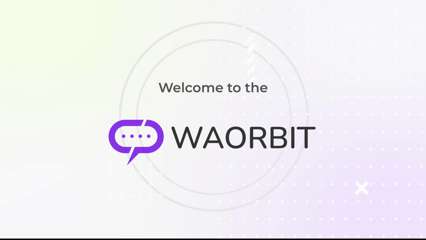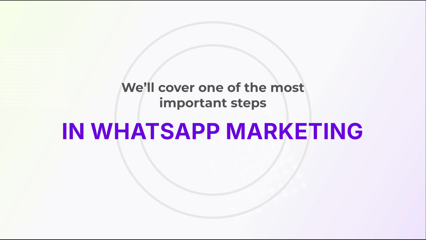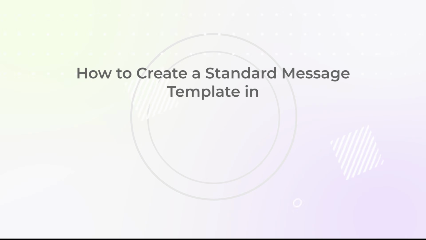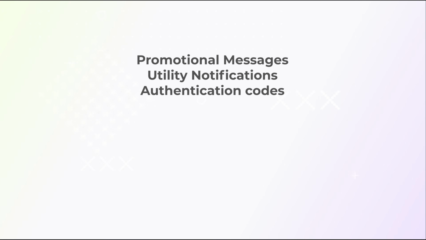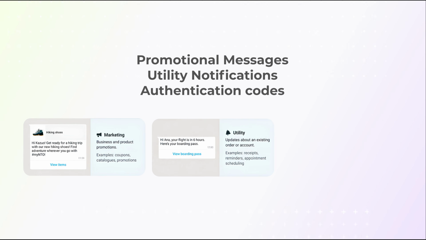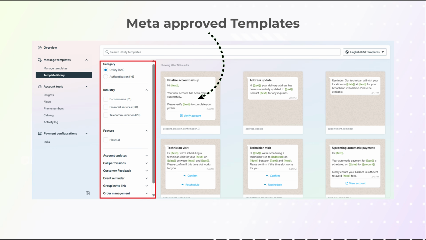Welcome back to Waorbit. In today's video, we'll cover one of the most important steps in WhatsApp marketing, creating a standard message template in Waorbit and submitting it to Meta for approval. Whether you want to send promotional messages, utility notifications, or authentication codes, you need a Meta-approved template. So let's create one from scratch.